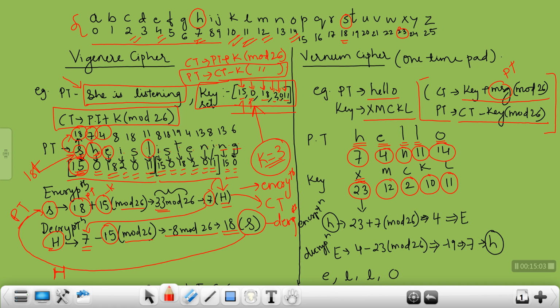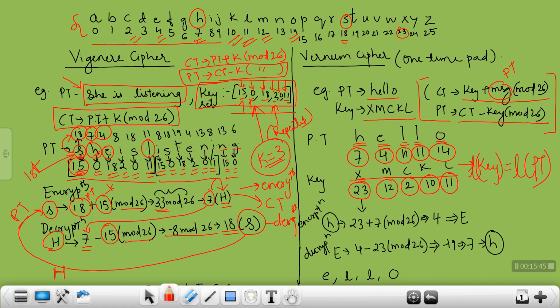Now, what is the difference? The question that might arise is, over here, plain text is HELLO. How many letters are there? 5 letters. Key is XMCKL. In our previous method, we repeated the key which was given to us, again and again, until the plain text finishes. Over here, we are not going to repeat the key. The length of the key will be equal to the length of the plain text.